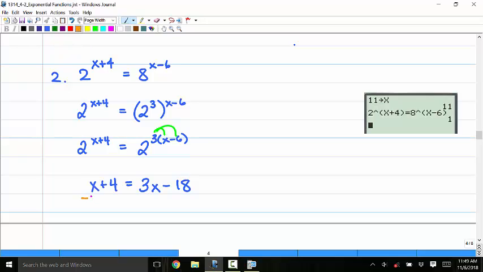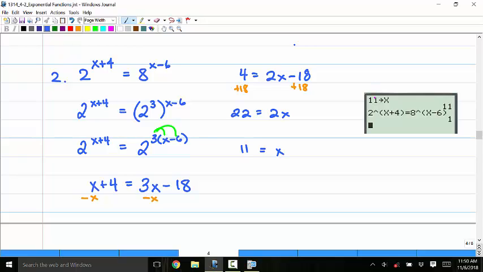Subtract x from both sides. I get 4 equals 2x minus 18. Add 18 to both sides. 22 equals 2x. So x equals 11.